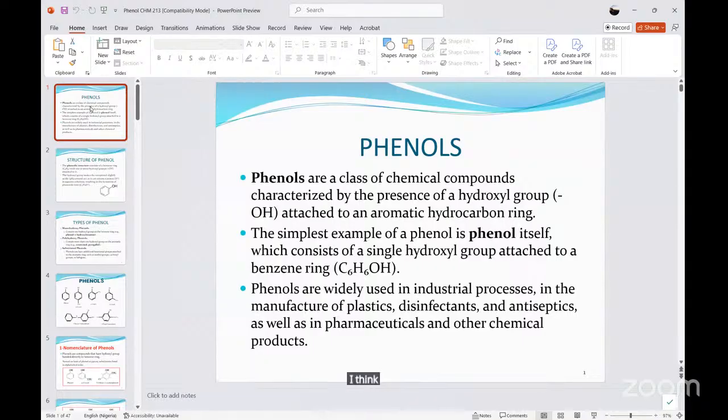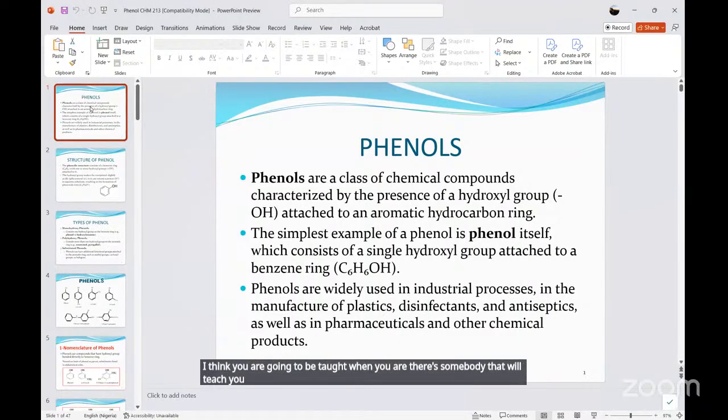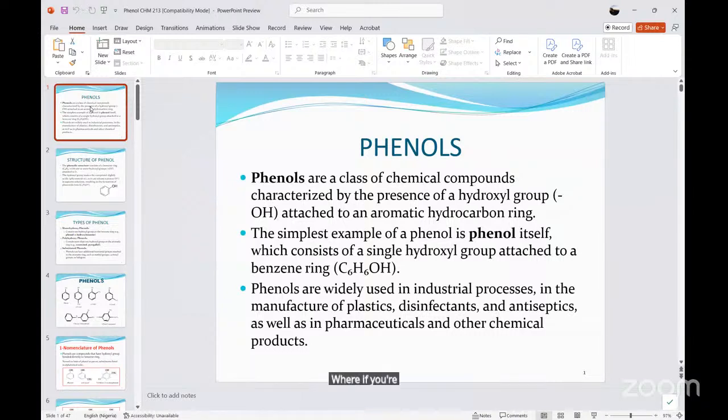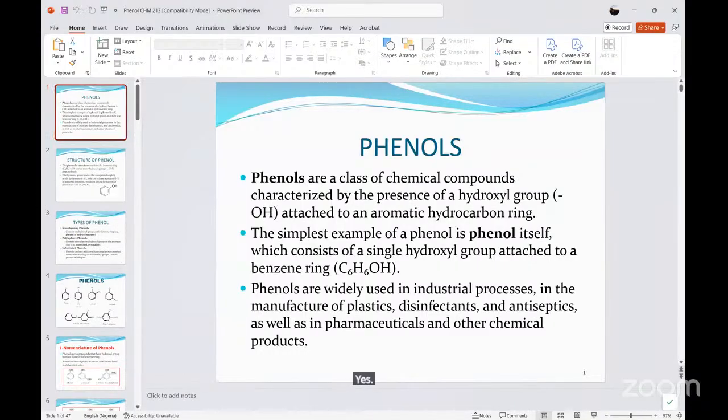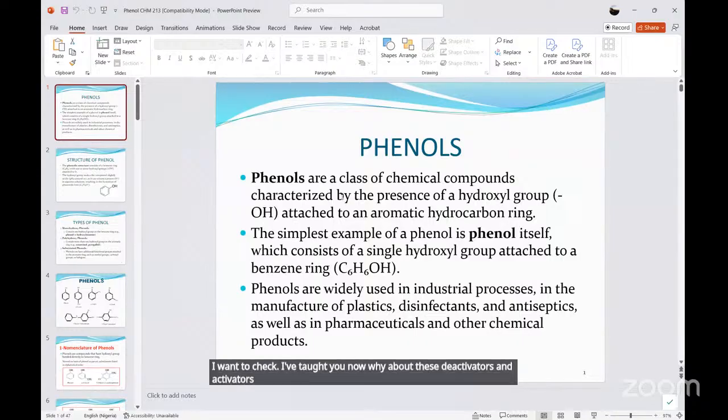I think you are going to be taught, or somebody will teach you, benzene. I think you have been taught benzene. If you are in the class where they teach you benzene, they will have taught you all these things, or maybe they're still going to teach you. They will have taught you about deactivators and activators, and why, if there is a mono substituent on the benzene, they will push to the ortho and to the para.